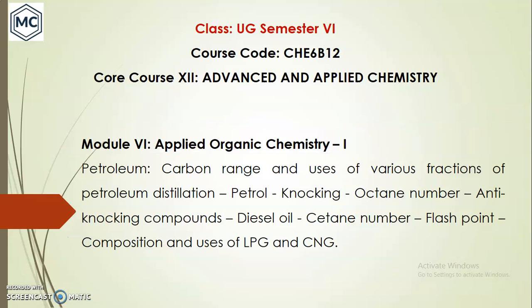We are going to discuss the new topic which comes under advanced topics and applied chemistry, module 6, applied organic chemistry, the first one. Here we are going to discuss the petroleum products and carbon range and uses of various fractions of petroleum distillation, and what is petrol and what is knocking, octane number, anti-knocking compounds, and diesel oil, cetane number, flash point, and the composition and uses of LPG and CNG gases.